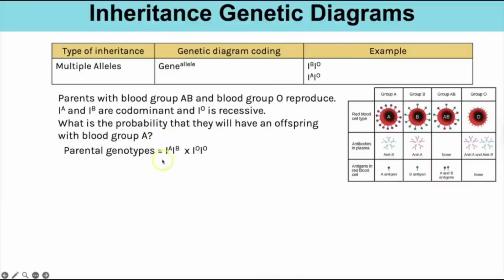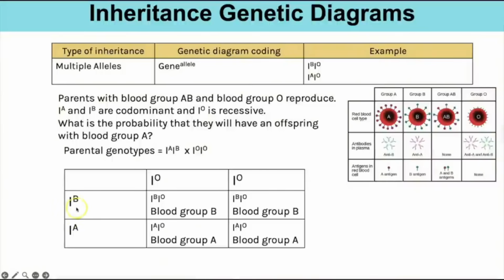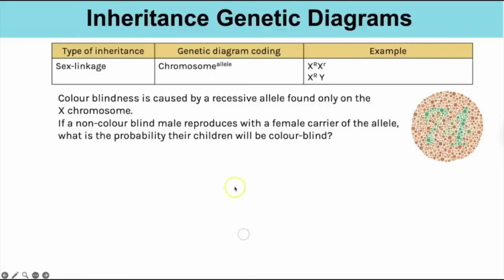So the first step is working out the parents' genotypes. And if they are AB, they must be A and B, that codominant. And if it's O, that is recessive, so homozygous recessive for O. Then we can put in the parents' gametes. Then we can do the cross, and then we can add in the blood group, so the phenotype corresponding to those genotypes of the offspring. And we were asked the probability of having an offspring with blood group A, and that is 50%.